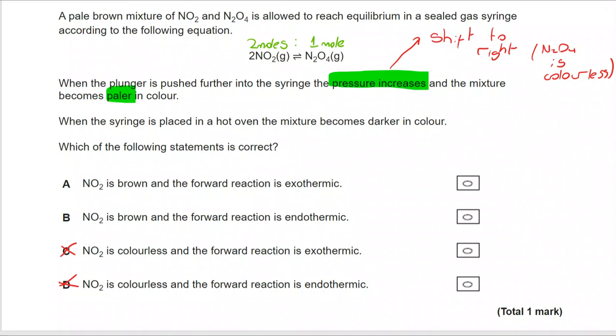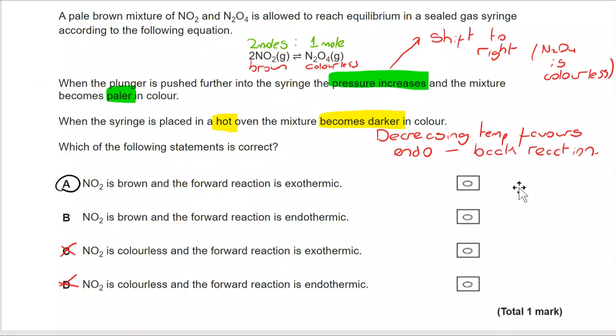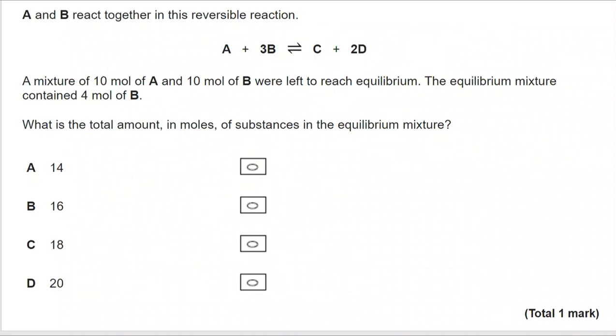So we can dismiss C and D. We can then look at the fact that we have got a hot oven and the mixture becomes darker when we heat it. I've also added here now the colours that we've just established. Now from there, if we know that decreasing temperature favours the endothermic reaction, we also know that increasing temperature is making it brown. So that tells us that the NO2 is brown, we already know that. The forward reaction must be exothermic because we've established the backward reaction is endothermic. Correct answer is A. Next question.